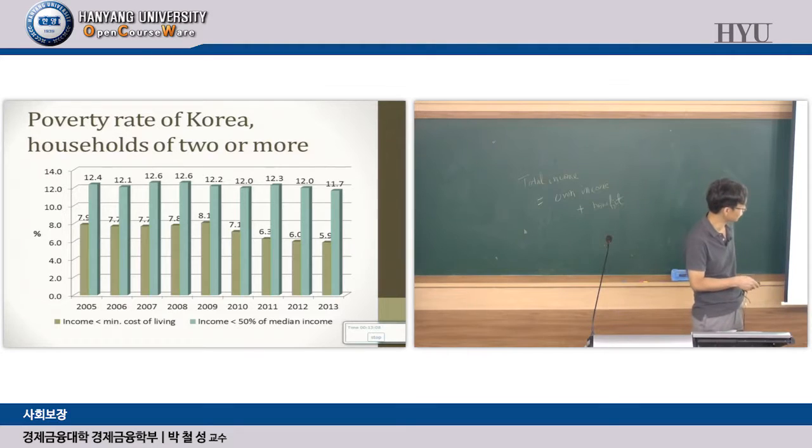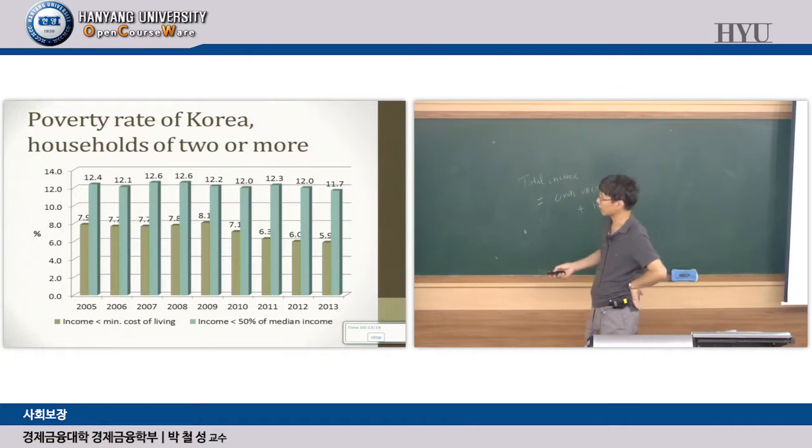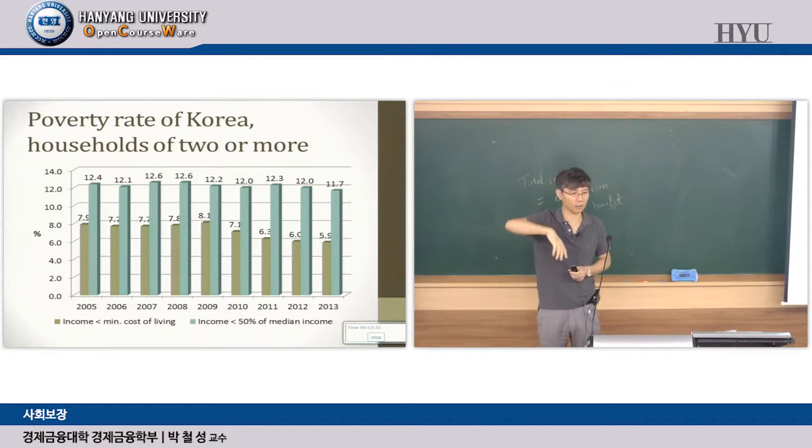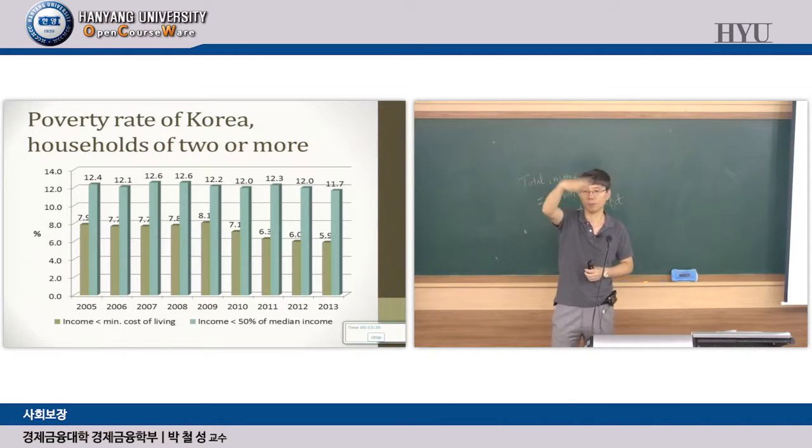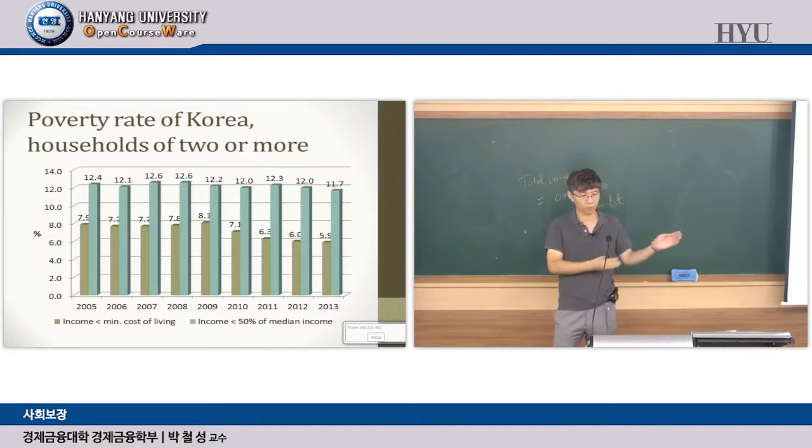And the second one, the poverty rate, is often used in many cases. It's the percentage of households whose income is below 50% of the median income. The median household income is the income such that 50% of households are below that income, and 50% of households have income above it. This is just in the middle. So with Korea's household incomes, you line them up from the lowest to the highest, and then you see the middle. That's the median income.